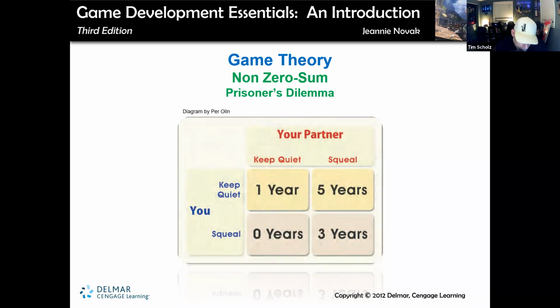You and your partner are involved in some sort of crime, and you're arrested. In this case, you're arrested on suspicion of theft. But here's the thing: the authorities have no proof. So basically, the only way they're going to be able to get you on anything is if one of you talks or both of you talk.